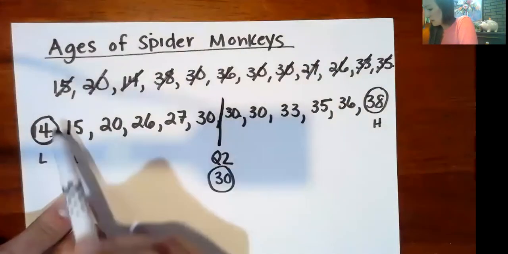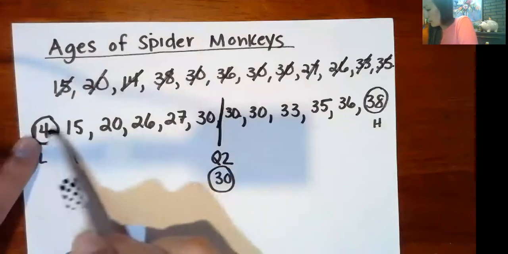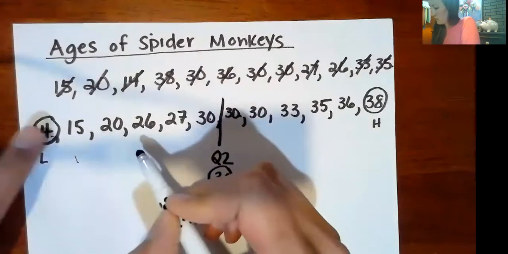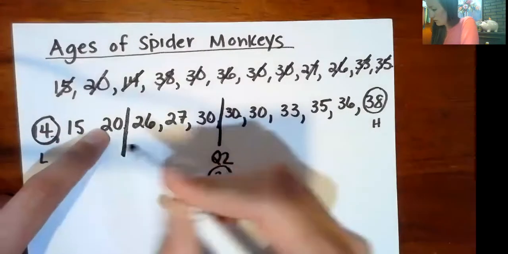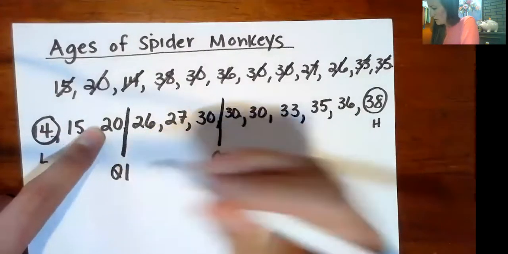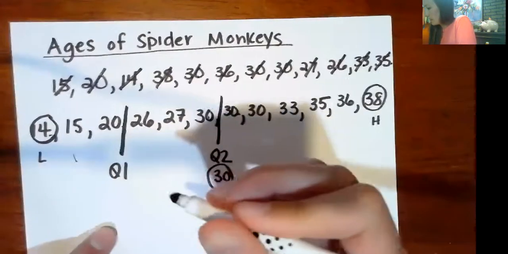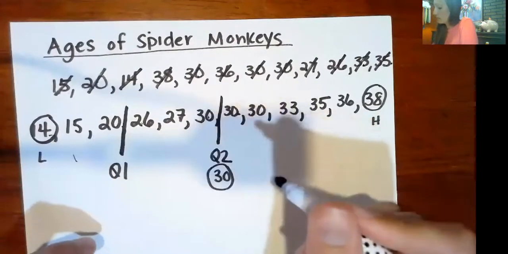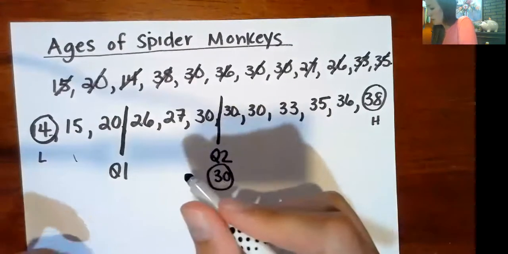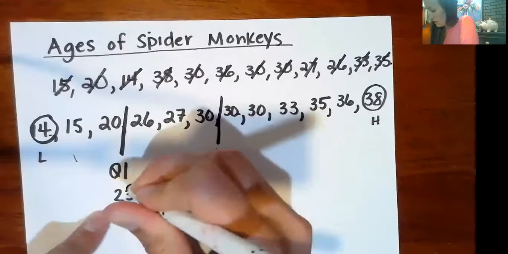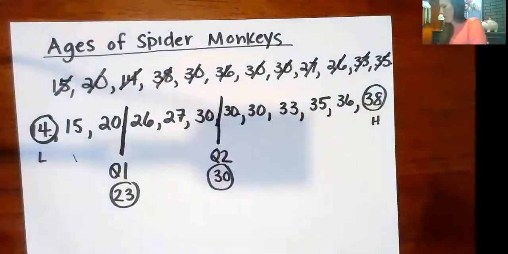Now I'm going to take these 6, including my lowest number, 1, 2, 3, 4, 5, 6, and find the median of those. So 1, 2, 3, and this is Q1, so 3 and 3. Q1 is halfway in between 20 and 26, so we add those up and divide by 2. We get 46 divided by 2, which is 23. And that makes sense that 23 is halfway in between 20 and 26.